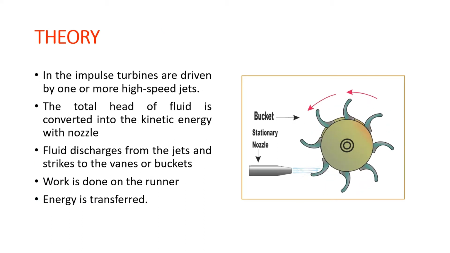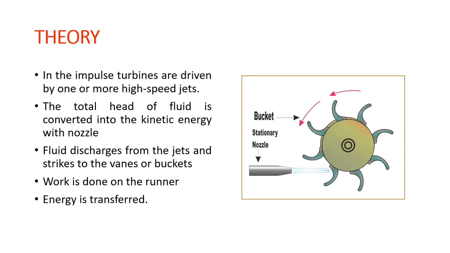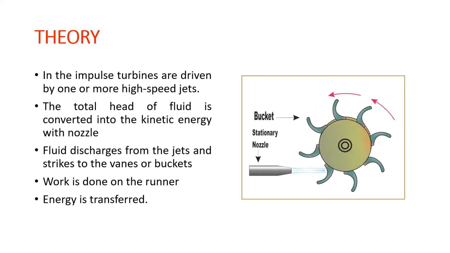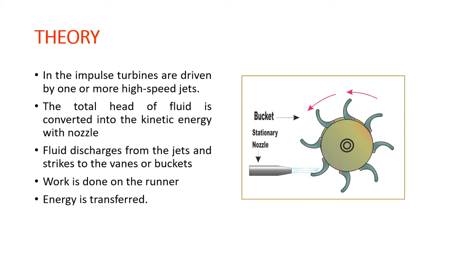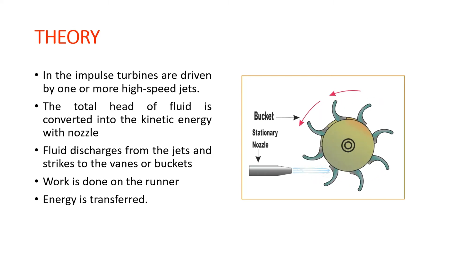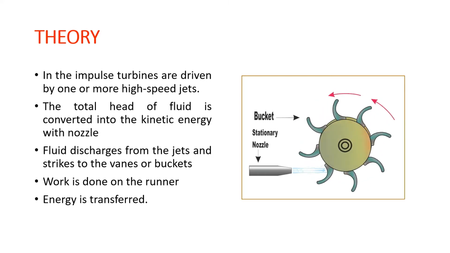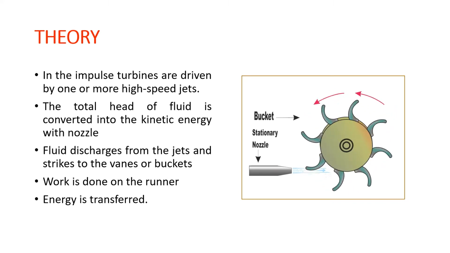The impulse turbines are driven by one or more high-speed jets. The total head of incoming fluid is converted into kinetic energy with one or more high-speed jets. The fluid strikes the vanes which are attached to the rotating wheel. Then work is done on the runner, due to angular momentum and motion of vanes.